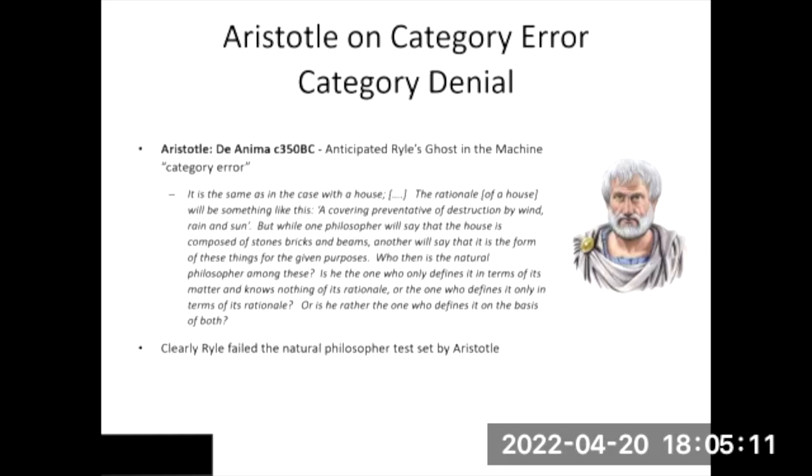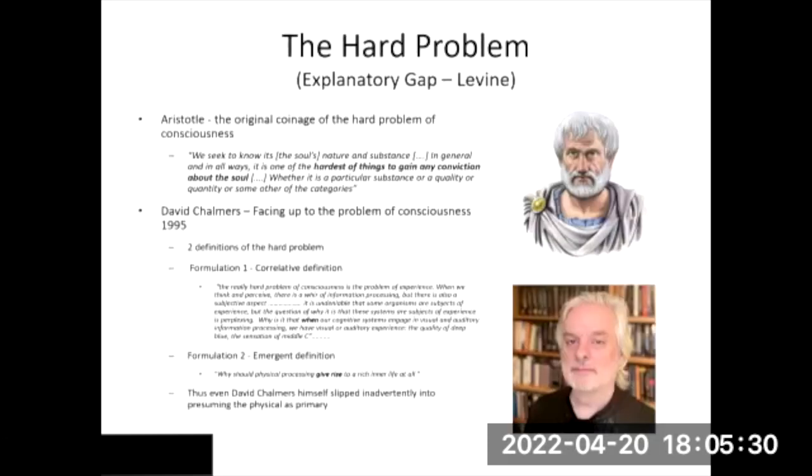Who then is the natural philosopher among these? Is it he who defines it in terms of its matter and knows nothing of its rationale, or the one who defines it only in terms of its rationale? Or is it rather the one who defines it on the basis of both, which of course is what he's going for? So clearly Ryle failed the natural philosopher test set by Aristotle.